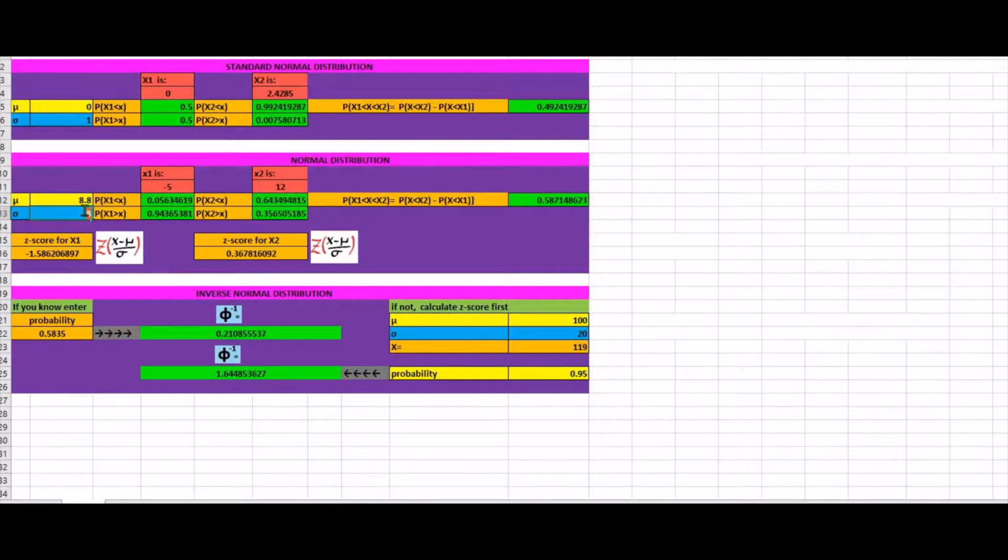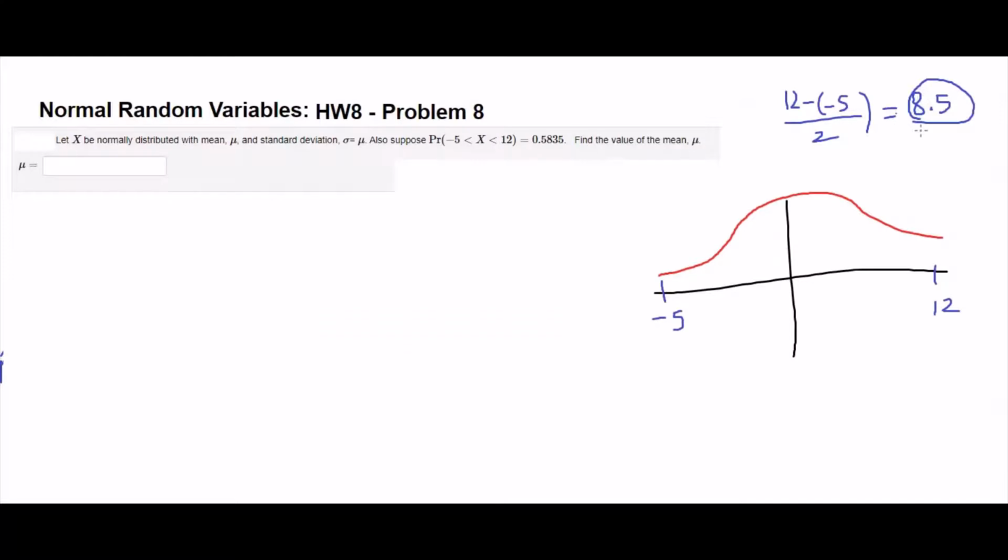8.8 is bingo, 58.35%. So in 3 trials you can find the answer. 3 jumps will find the answer if you start from the middle of the area. So our answer here is 8.8.